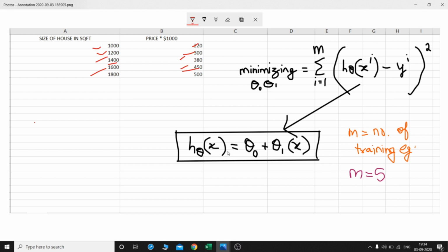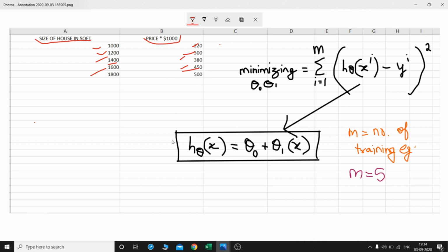So you have two parameters here. One is your size of house in square feet. The second one is price in $1,000. So basically, if the price is given as 220, which means the price of the house will be 220,000. So which is 220k, then 300k, 380k, 450k, and then 500k.